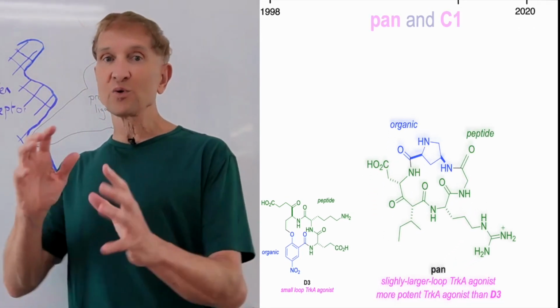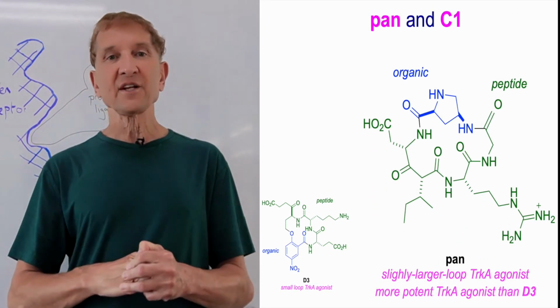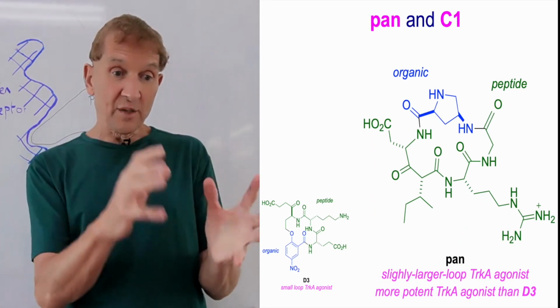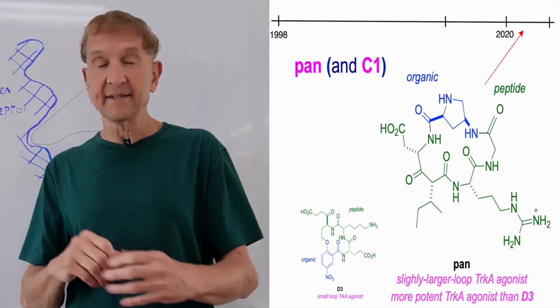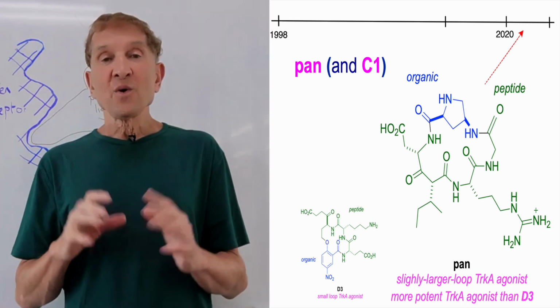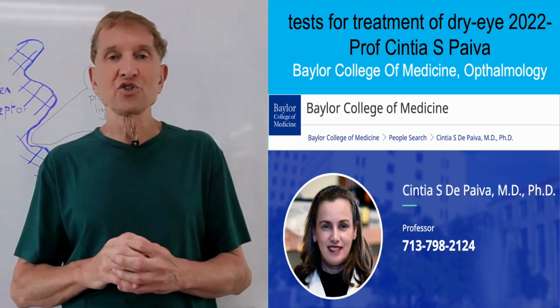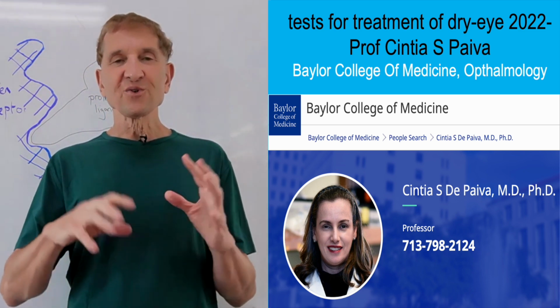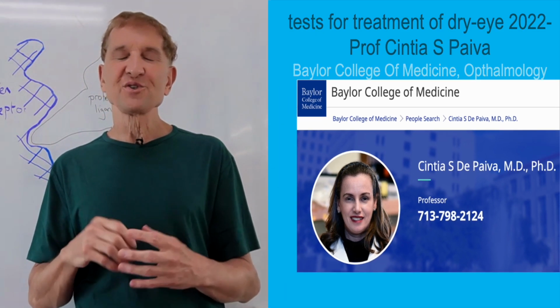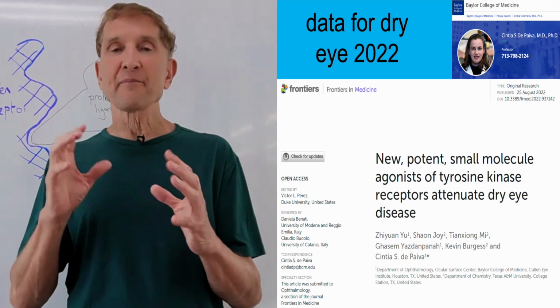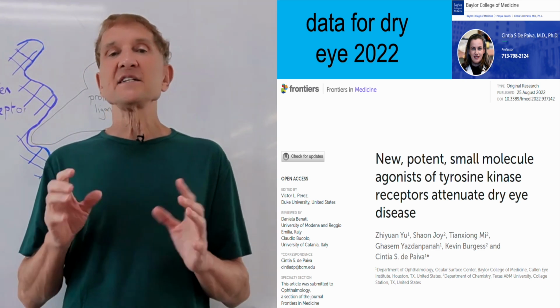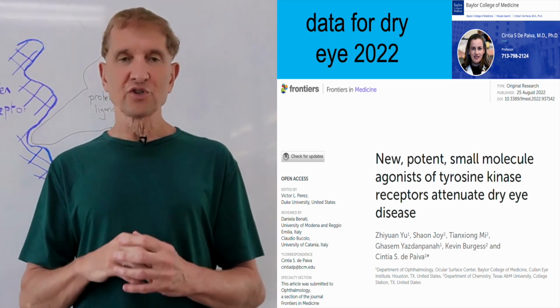Now, we were impressed with how far D3 got, so we made another series of compounds recently, also cycloorganopeptides, and they included two, one called C1 and one called PAN, which show a lot of promise. We teamed up with an expert in dry eye disease, a lady called Cynthia at Baylor College of Medicine, Department of Ophthalmology. Cynthia devised a model for dry eye.